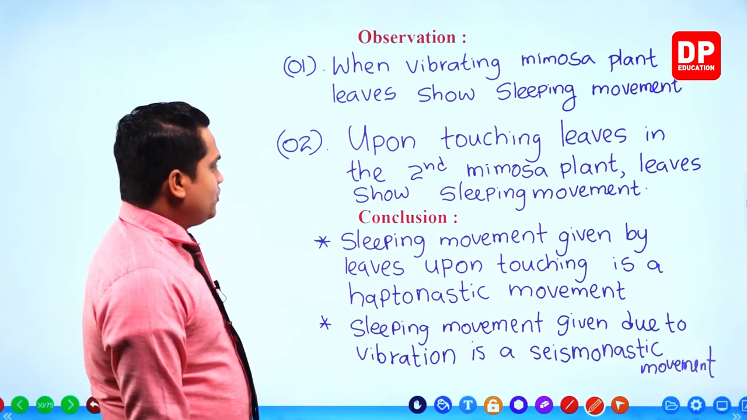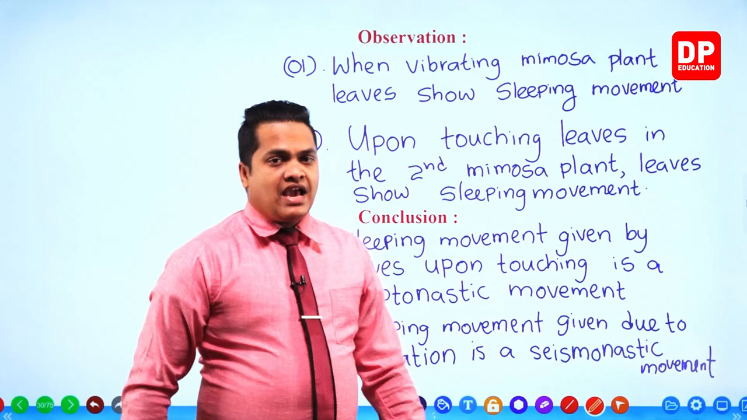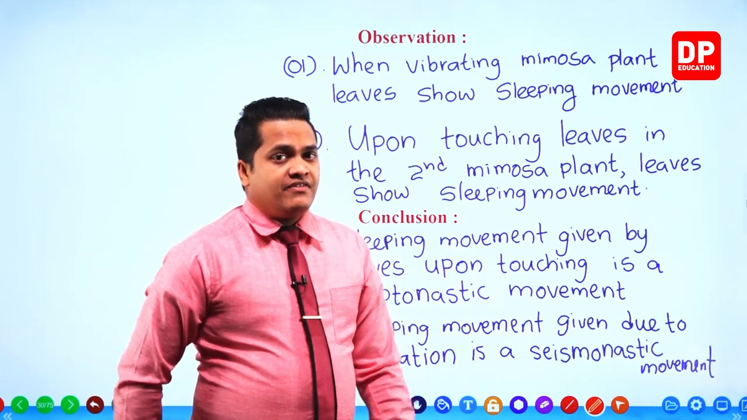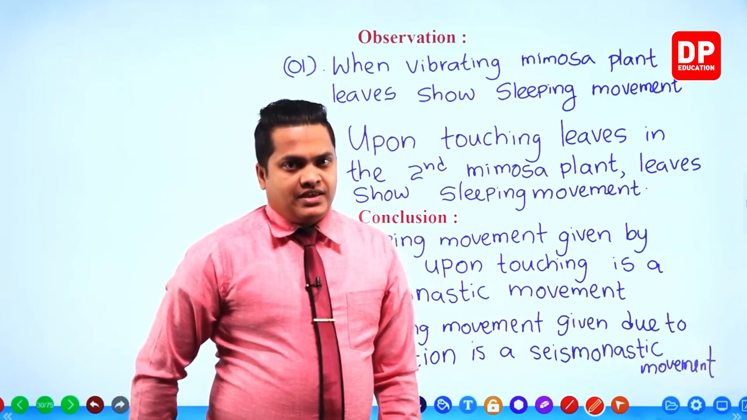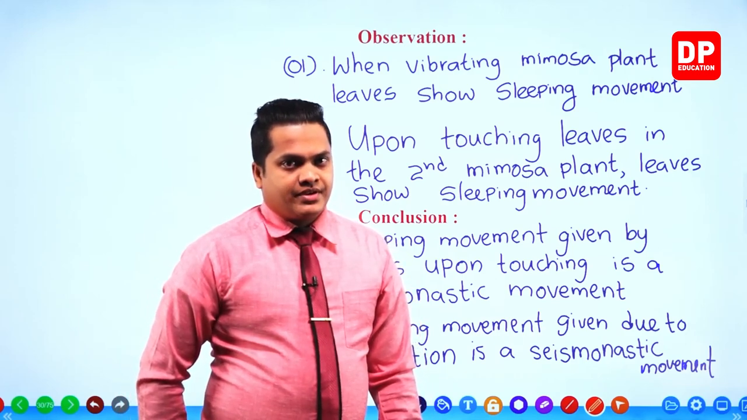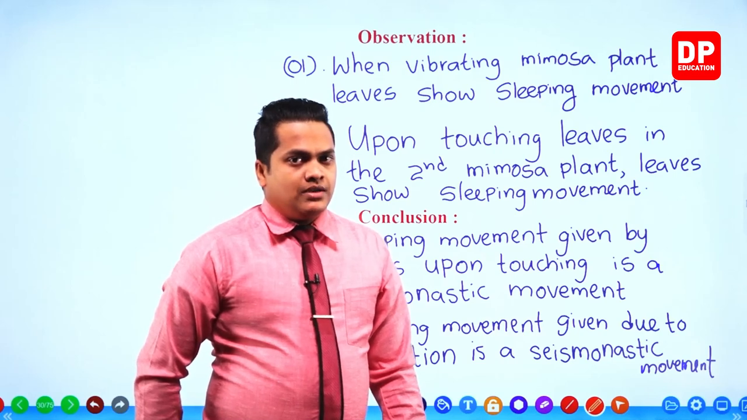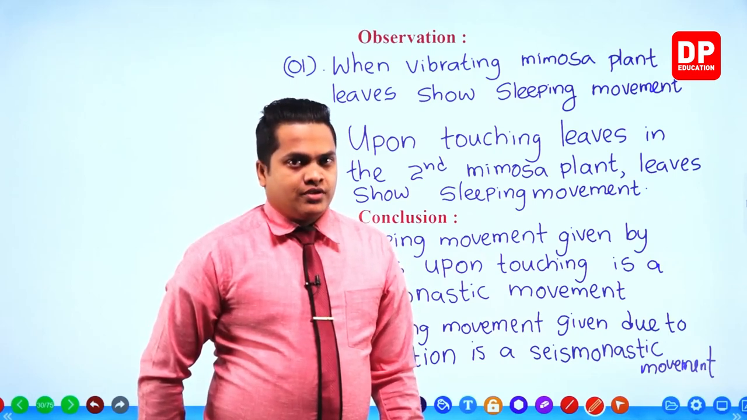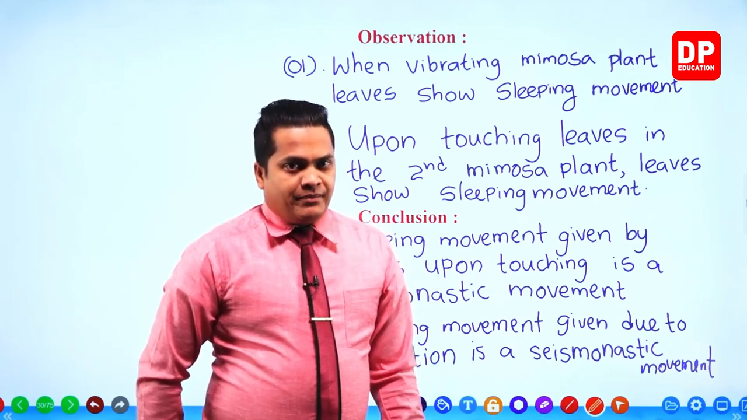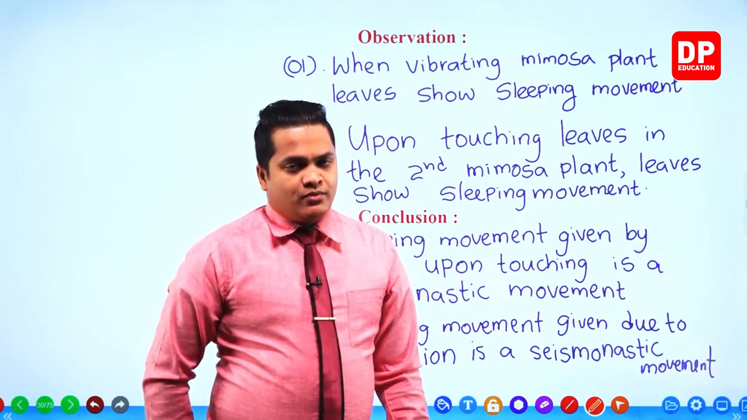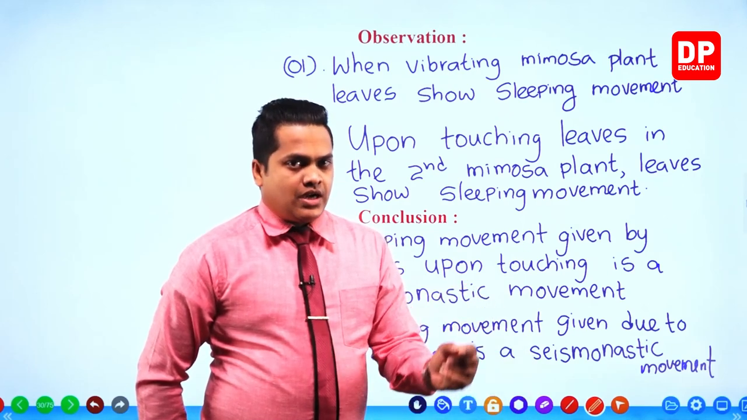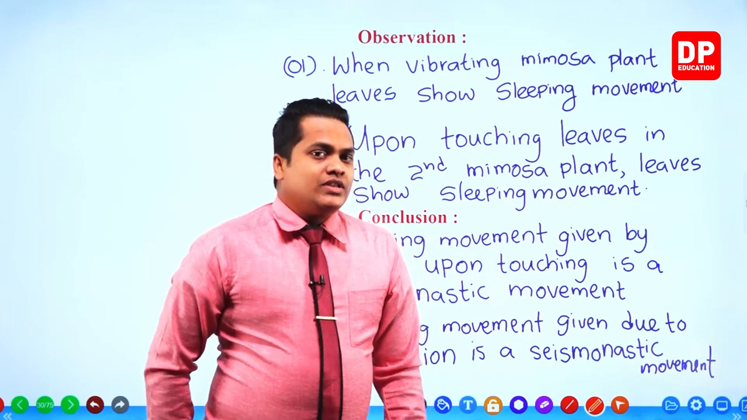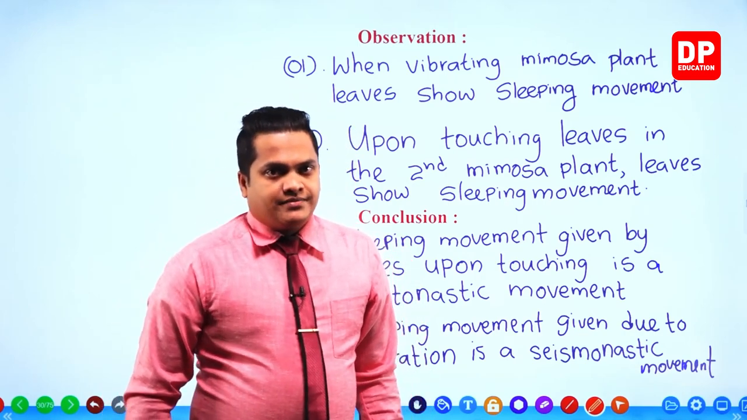So these are the two types of nastic movements that we have identified from the activity, my dear children. One is going to occur because of a vibration, the other is going to occur because of a touch. If it is going to occur because of a vibration, then it is a seismonastic movement. If it is going to occur because of a touch, then it is a haptonastic movement. Okay. So these are the nastic movements then.